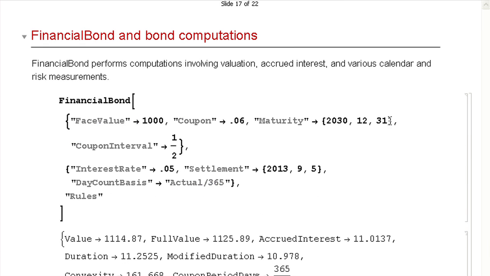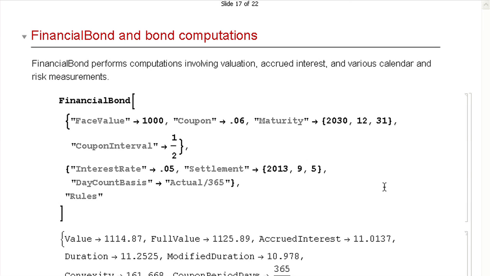This function, FinancialBond, the syntax of it is very similar to FinancialDerivative. It takes a list of parameters. The first list is parameters that are intrinsic to the bond itself, and the second list are parameters that are associated with the market or the sale of the bond or valuation techniques. So all the intrinsic parameters here are specified. A bond has a face value, a coupon rate, maturity date, and coupon intervals.